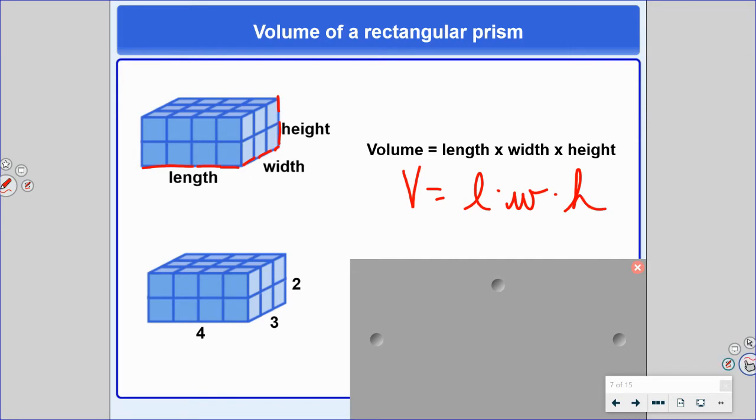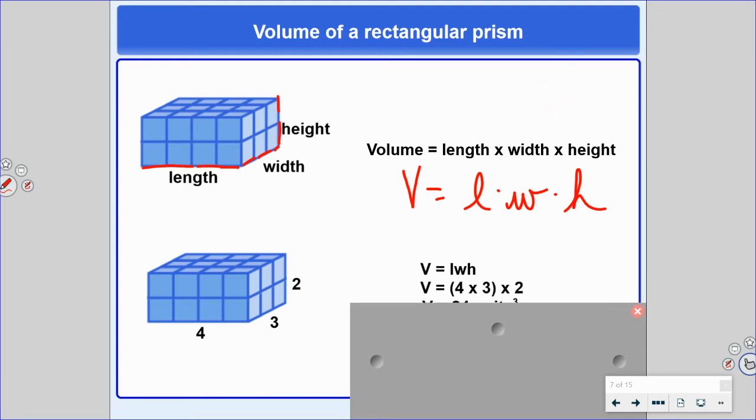Notice, ladies and gents, we have 1, 2, 3 dimensions. After all, volume is a 3-dimensional space. And so if you take a look at the example down below that we were just talking about, if we were to multiply 4 by 3, that would give us the 12 cubic units in one layer. But of course, we don't just have one layer.